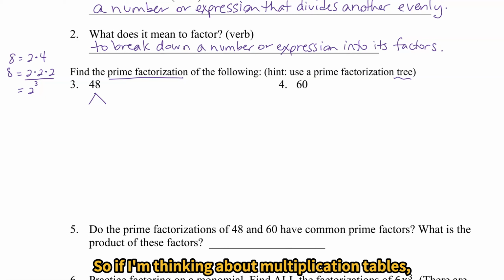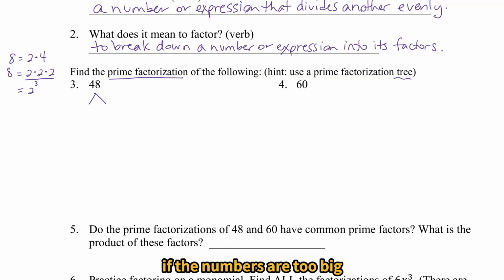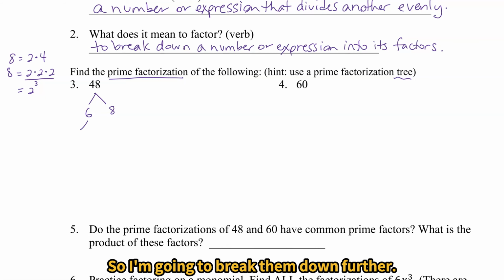So if I'm thinking about multiplication tables, or if we use our calculators, if the numbers are too big and we can't remember that easily, we can break 48 into multiplying 2 numbers together. I think of 6 times 8. 6 times 8 is 48. I see that neither of those are prime, so I'm going to break them down further.